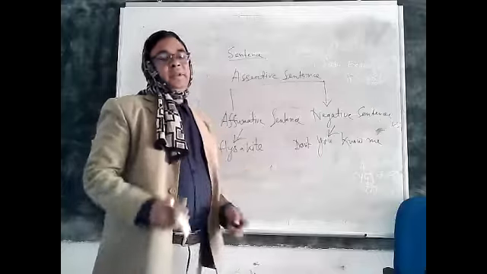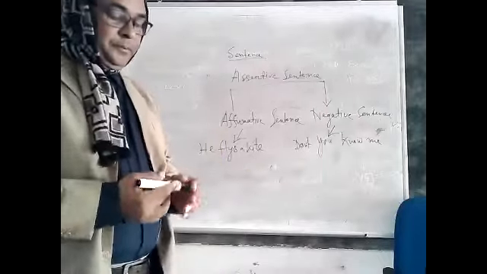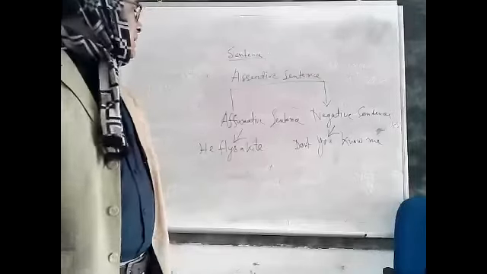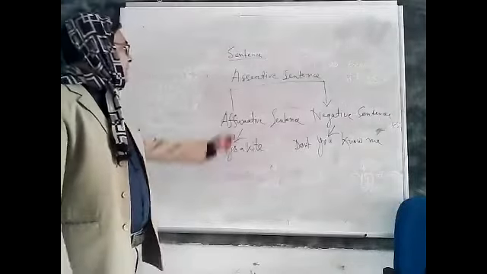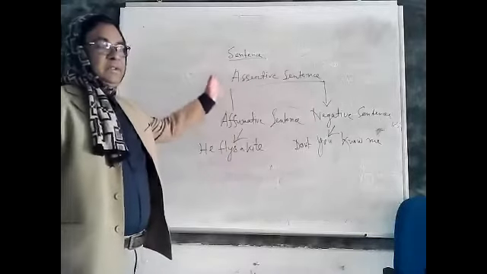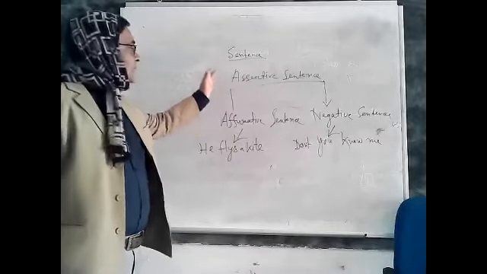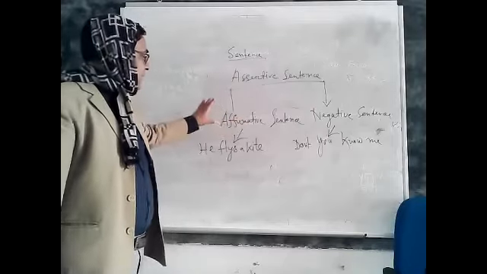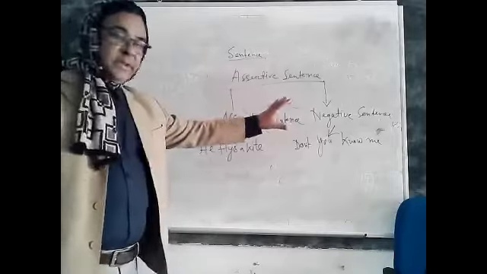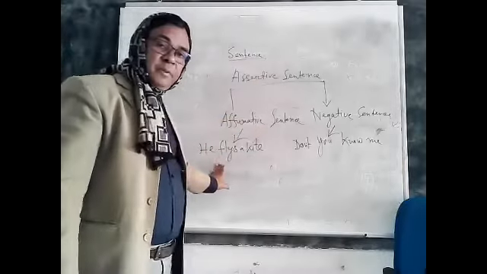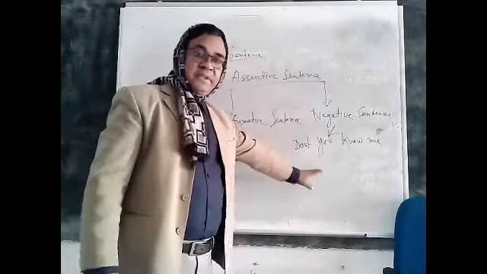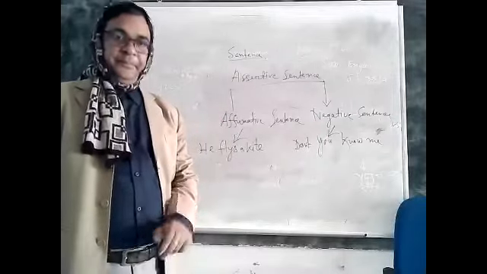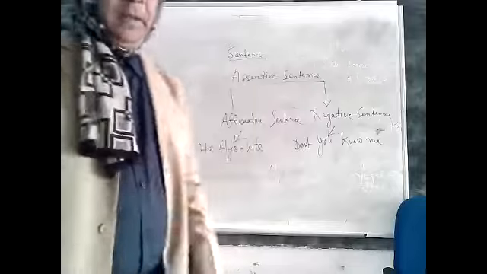Okay. Now, I hope that it is clear to you. What is a sentence, kinds of sentences, assertive sentence, two types of assertive sentences, affirmative and negative sentence. This is the example of an affirmative sentence. This is the example of a negative sentence. Understand? Yes, sir.